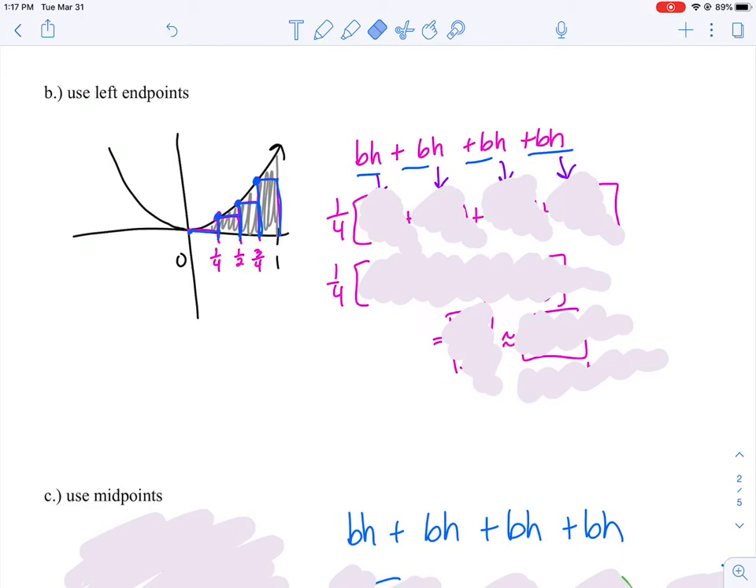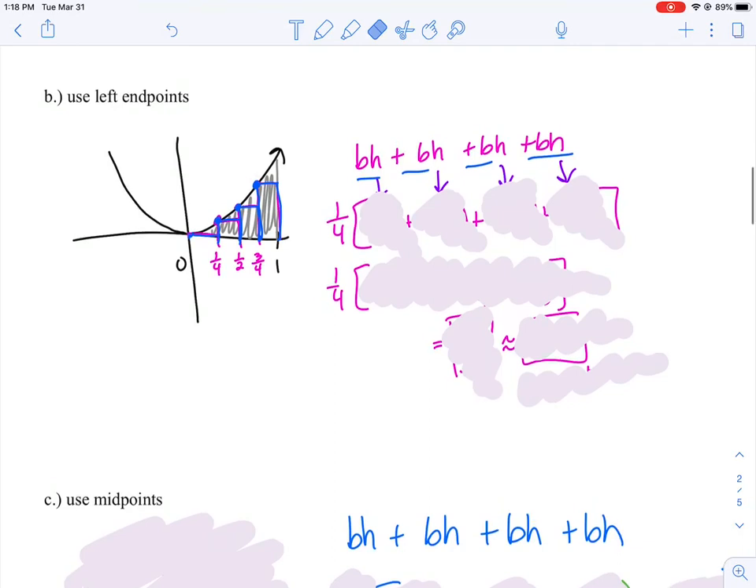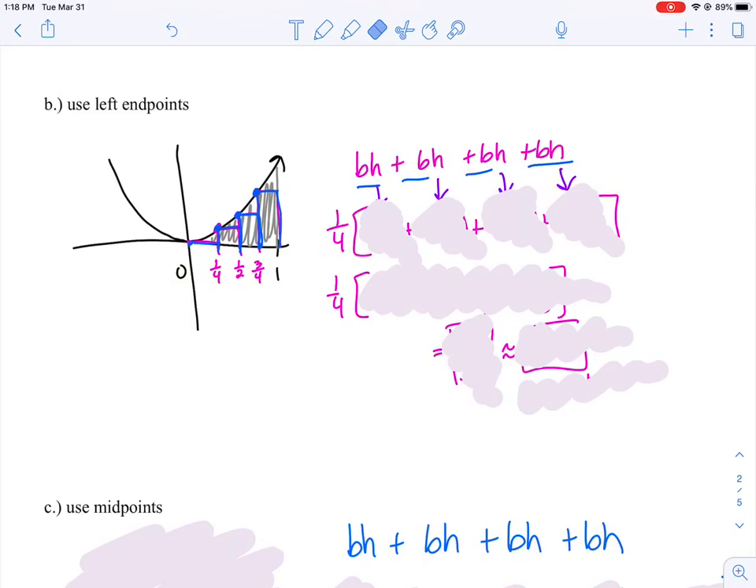They might not tell you to use left endpoints or right endpoints, but maybe they tell you to find an overestimate or an underestimate. Well, then you've got to change what endpoints you use depending on your function. Okay? All right, let's get back to finding the area of these four rectangles. We have the bases of all 1/4. Now we just have to figure out the heights.